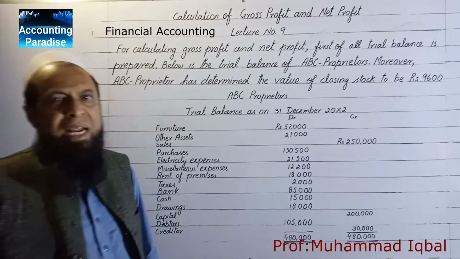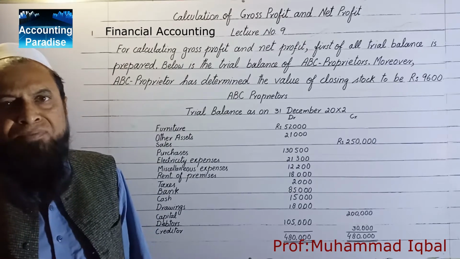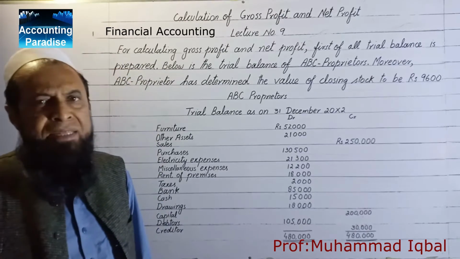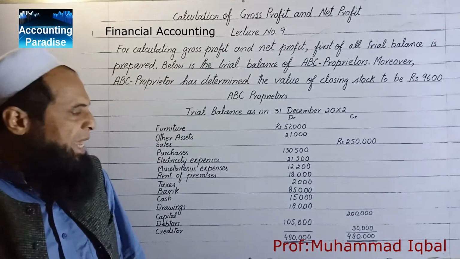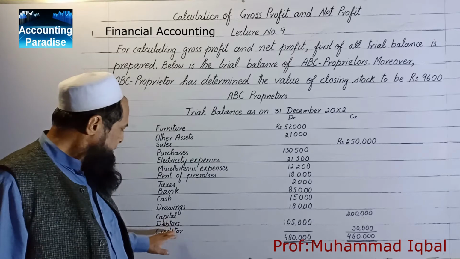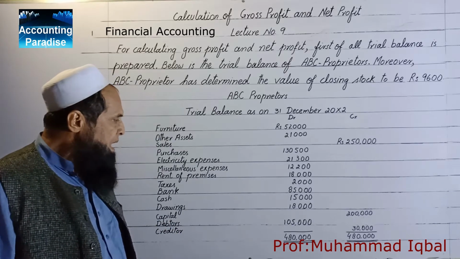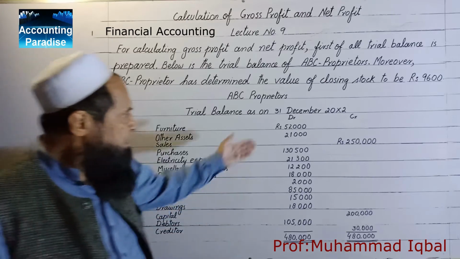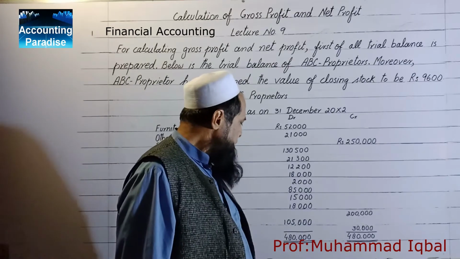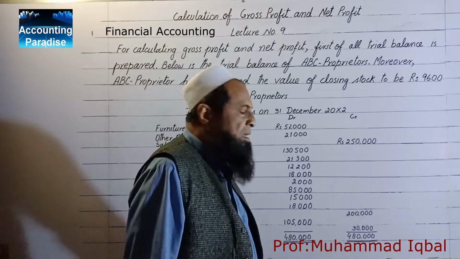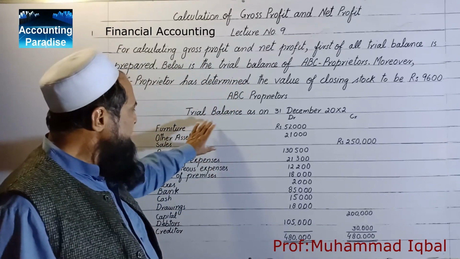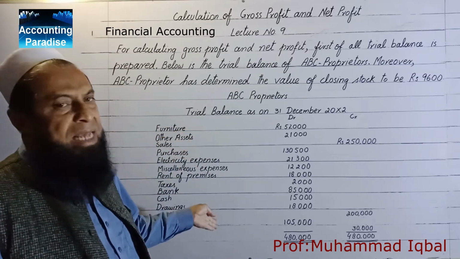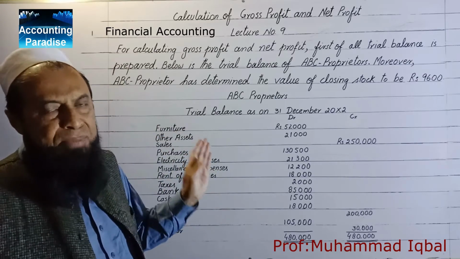Balance in bank is 85,000, cash in hand is 15,000, and drawings are 18,000, where the capital is 2 lakhs, and debtors are 1,05,000 and creditors are 30,000. The total of both the sides is 4,80,000. Please keep this trial balance intact. It will be used in this lecture and lectures number 10 and 11.